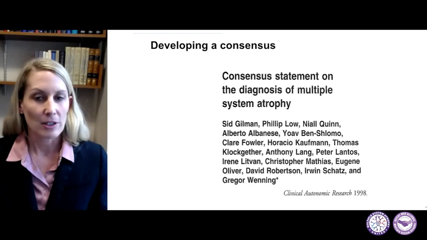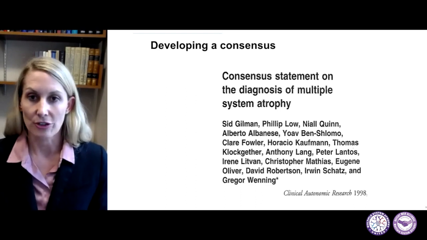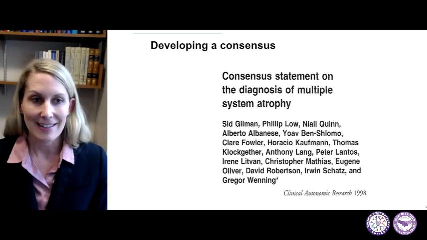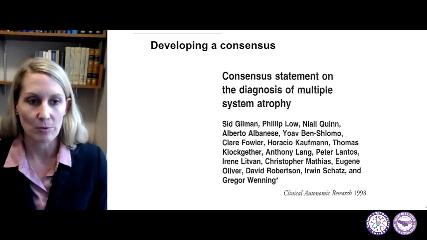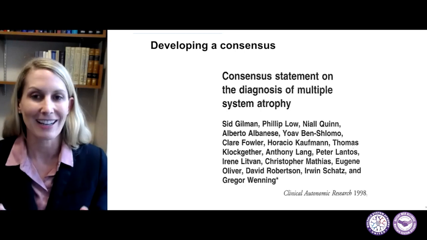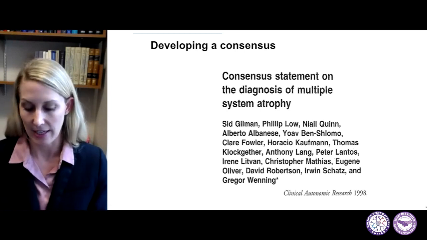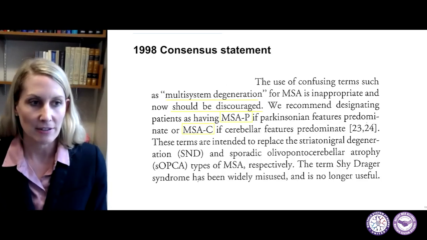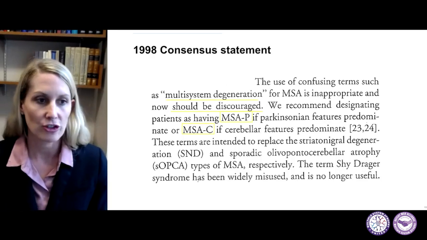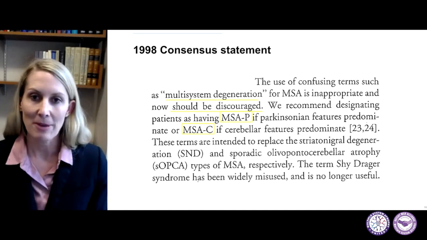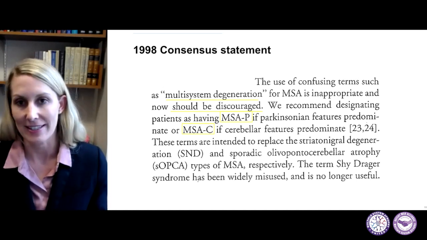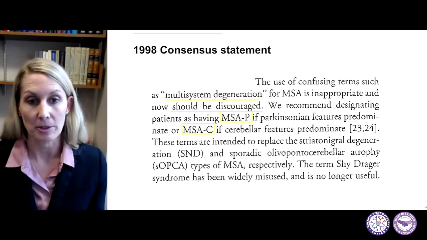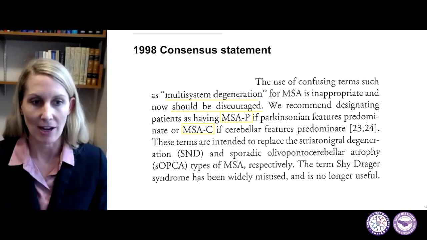From that time on, a lot of different terms were used in the literature: Shy-Drager, multiple system atrophy. It was really with the consensus statement in 1998 that we see more standardized terminology and definition of MSA in the literature. In this consensus statement, they say these confusing terms, multi-system degeneration, should be discouraged, and they recommend MSA-P and MSA-C rather than striatonigral degeneration and olivopontocerebellar degeneration, which are more the pathologic terms.